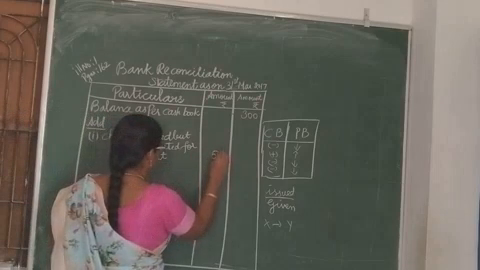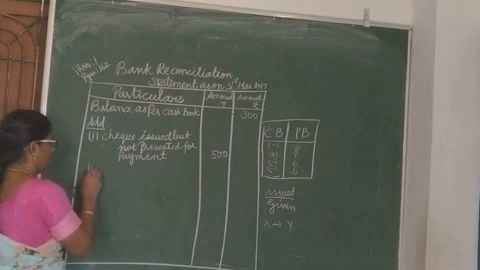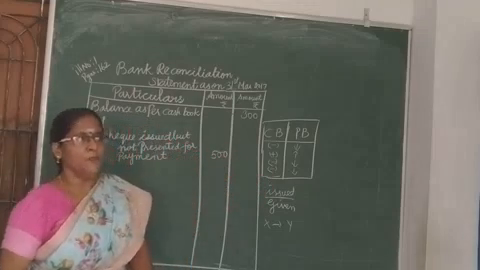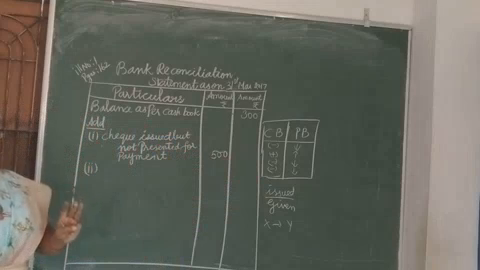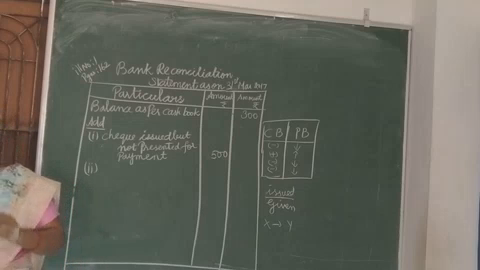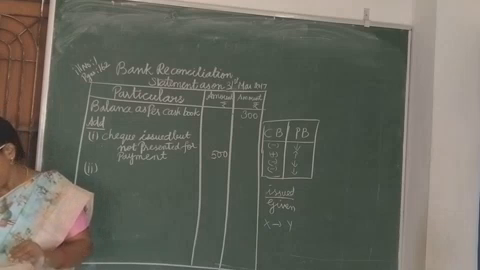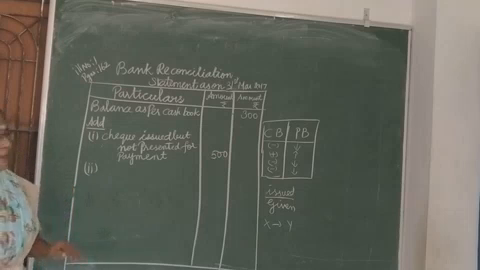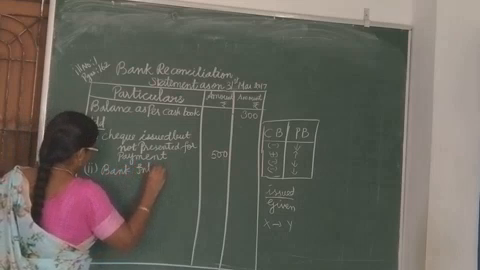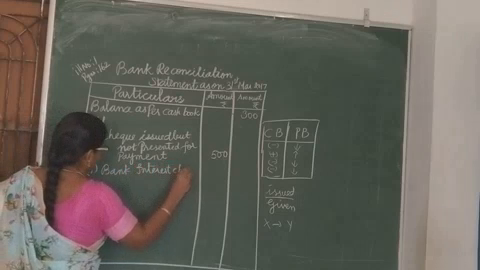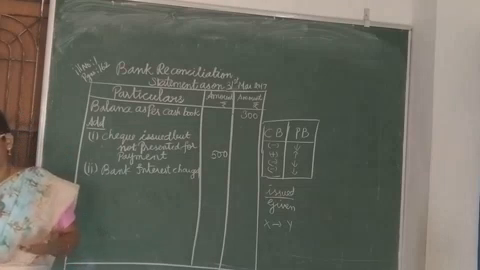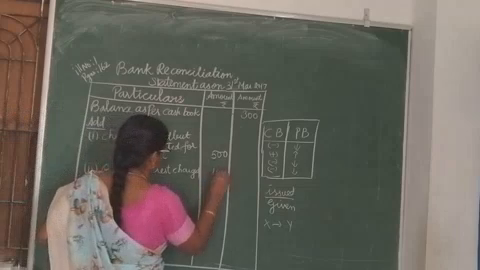So what is the amount? 500. Then what are all the things we are going to reduce? So 1, 2, 3 transactions we are going to reduce. What are all the things? Which transactions decrease the balance as per passbook? Then bank interest charge, isn't it? Bank interest charge. What is the amount? Bank is charging the interest, it will be very meager only, 100 rupees.